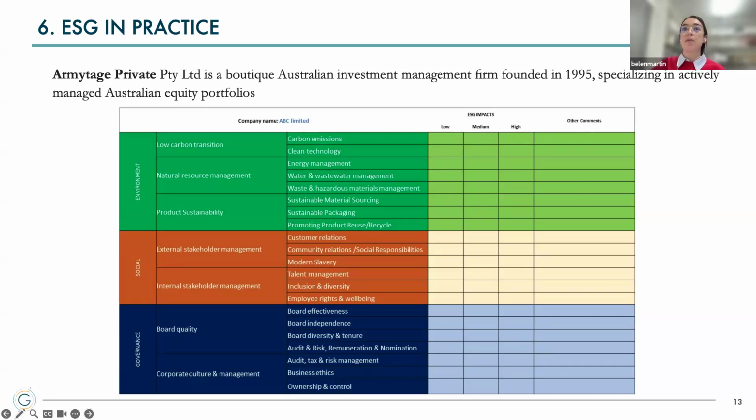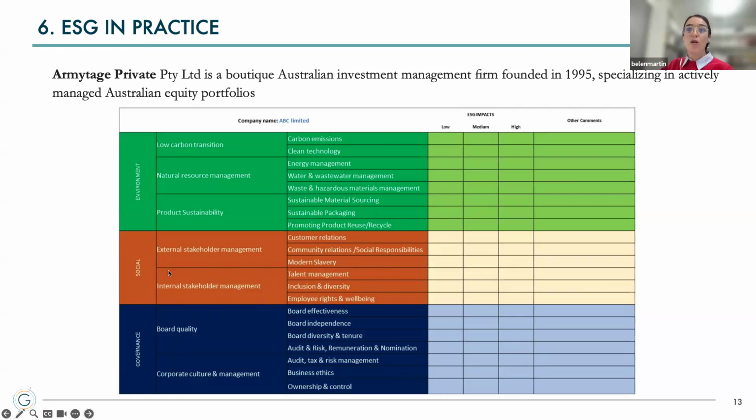And they have, for example, on the environmental side, they look at low carbon transition and they categorize the risk exposure into low, medium, and high, and natural resource management, product sustainability. Here, I think they're looking at the value chains, no, in the sense of material sourcing, packaging, promoting the recyclability, no, or the reuse of products. On the social side, I think it's interesting how they focus on customer relations, community relations, and modern slavery.